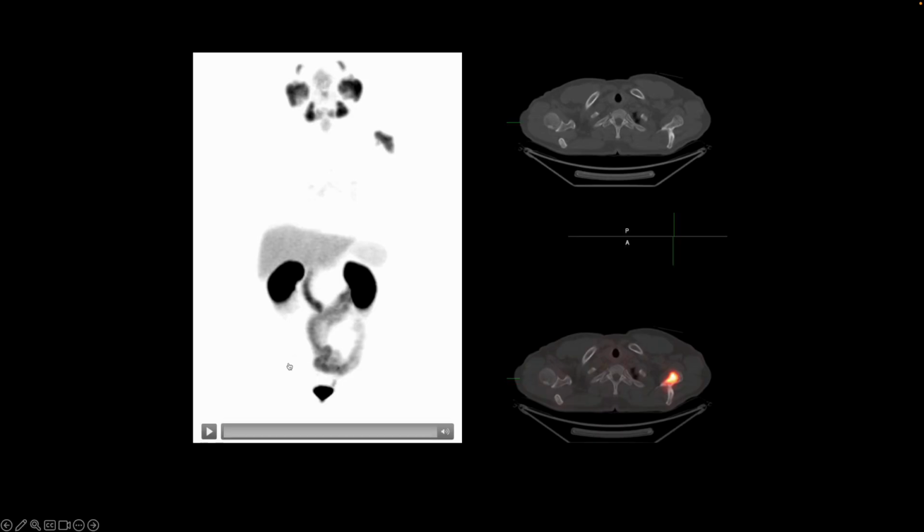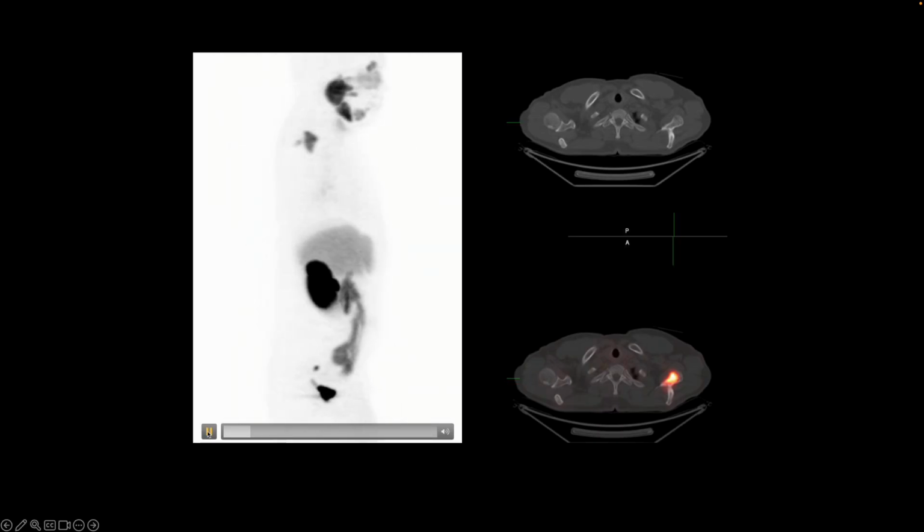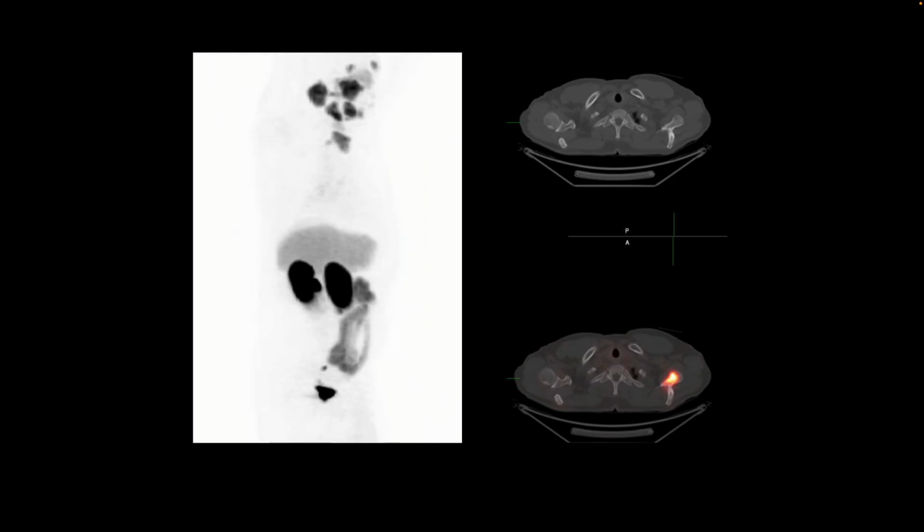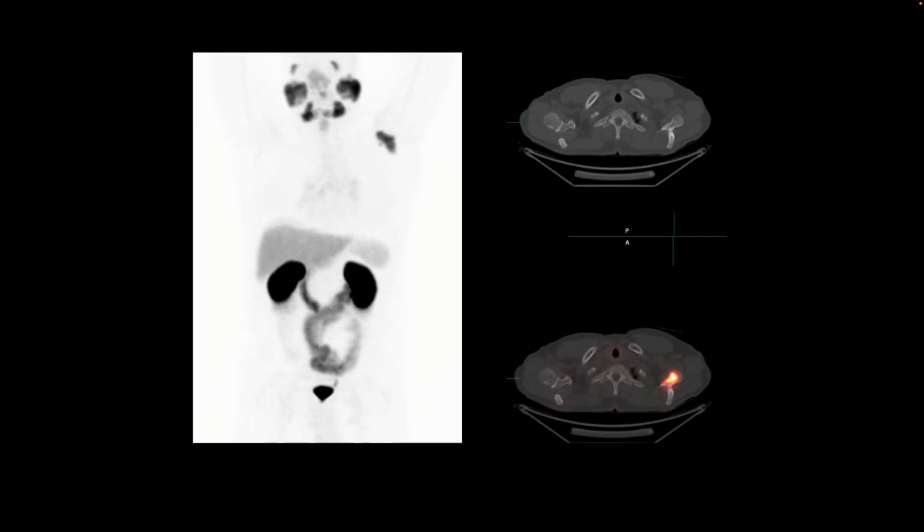So we see physiologic uptake in the lacrimals, salivary glands, liver, spleen, and excretion from the kidneys into the bladder. We don't see any uptake in the region of the prostate right there. We don't see any pelvic lymph node metastases that are PSMA avid, but we do see a focus in the bone, and that corresponds to this focus in the left scapula.